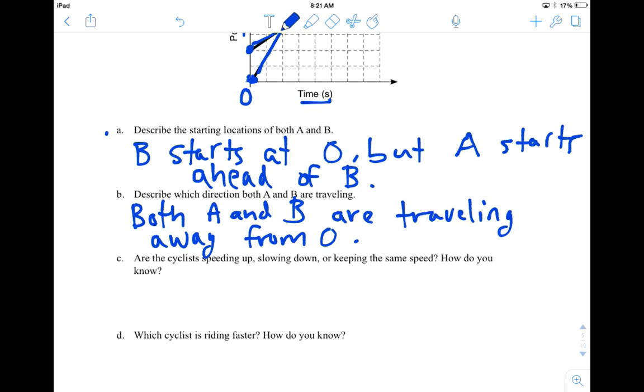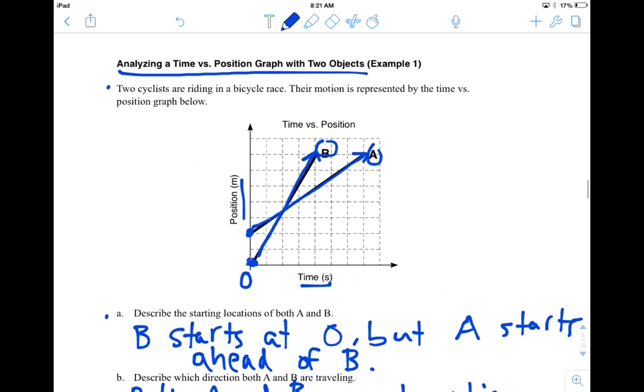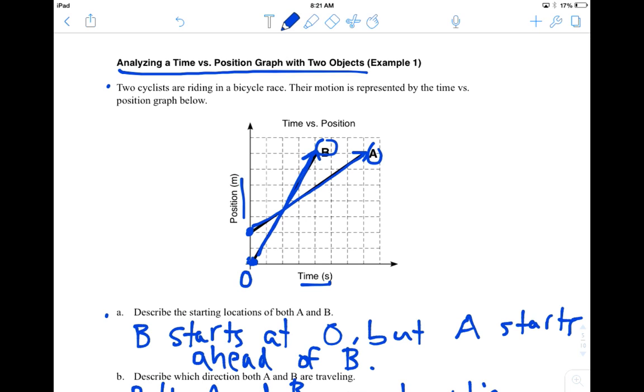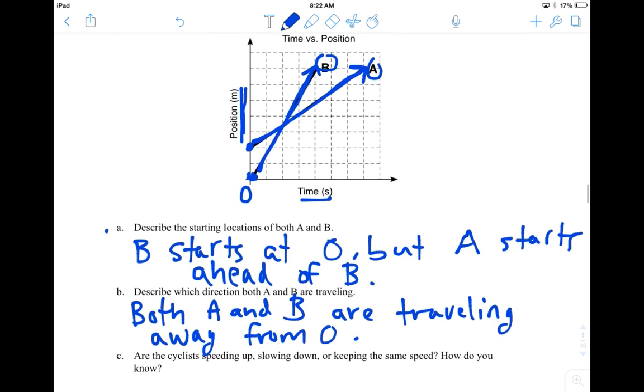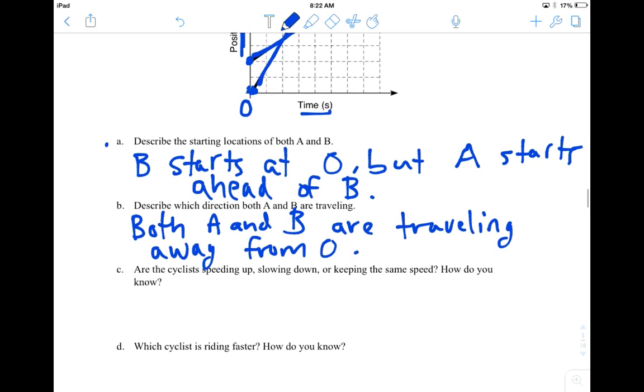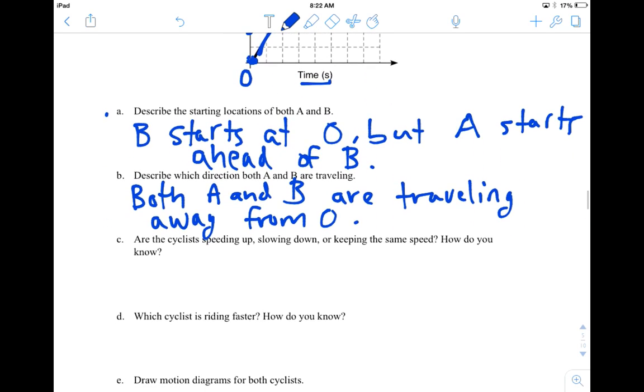Are the cyclists speeding up, slowing down, or keeping the same speed? How do you know? Well, this one can be a little tricky because we see that uphill and we automatically think, oh, they're speeding up. Look at their lines going uphill. Remember, this is not velocity. This is position. So remember that in a position versus time graph, if my lines are straight, not flat, but straight, then I have constant velocity.